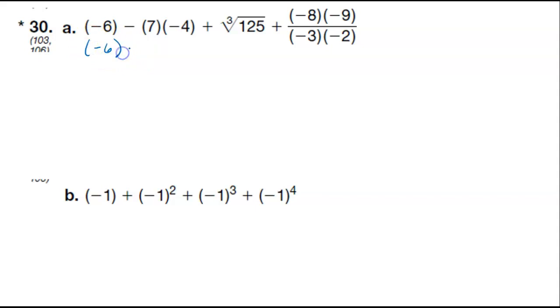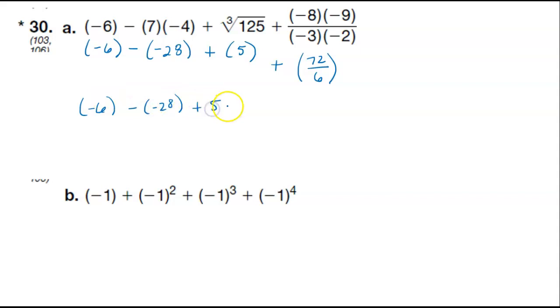So negative 6 minus, this is going to be negative 28, plus this is going to be 5, plus that's going to be 72 over 6. So this is negative 6 minus negative 28 plus 5 plus 12. Because that's 12. Now we can go left to right. This is keep, change, change. So that's going to be positive 22 plus 5 plus 12. So 27 plus 12, which is 39.